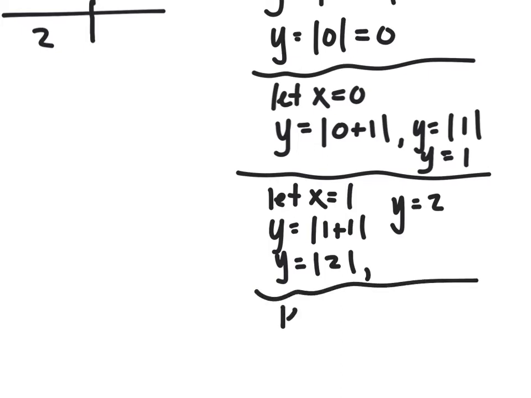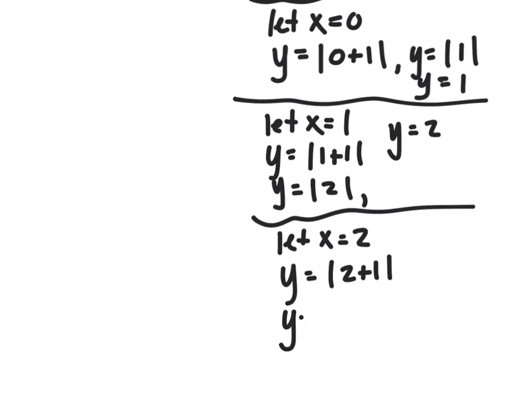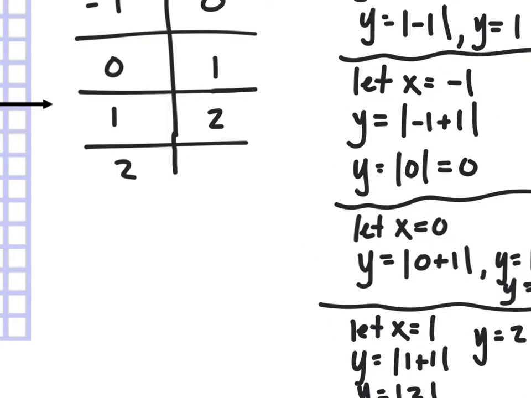All right, so let's let x equal 2. y is equal to the absolute value of 2 plus 1. And so then y is equal to the absolute value of 3. So then the absolute value of 3 is just going to be 3. All right, so that's my value that I'm going to plug in here.